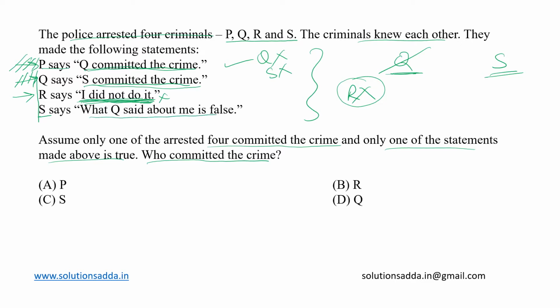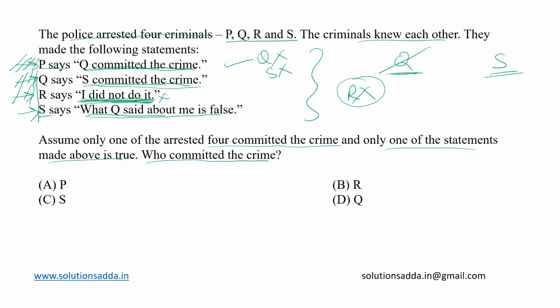What Q said about me is false. Again this has to be incorrect. We shall take the negation. So that means what Q said about me is true, but what Q had said is that S committed the crime. So here we got that none of them is a criminal. So again this claim would not be true, and we shall go for the final case in which what S says will be the truth.